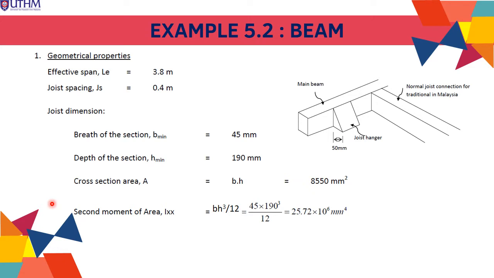We start by gathering the geometrical properties of the timber joist. The effective span is 3.8 meter, joist spacing 0.4 meter. Our B and H are 45 and 190. Therefore, our cross-section area is 8,550 millimeter square. Second moment of area, IXX, is 25.72 times 10 to the power of 6. So this is the timber joist that we want to check.